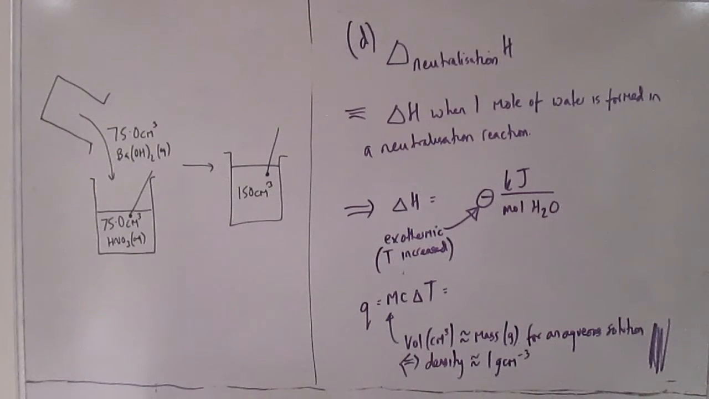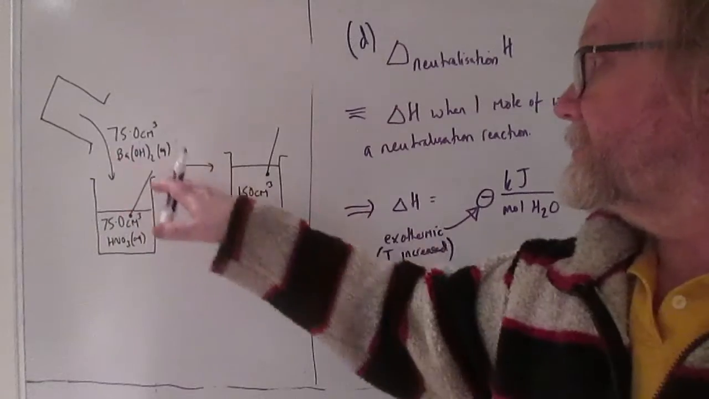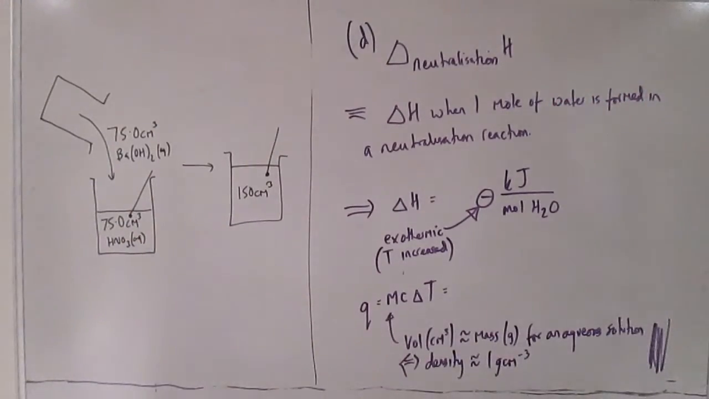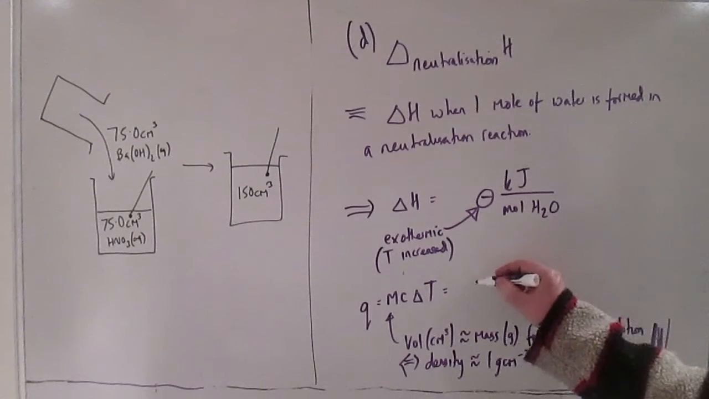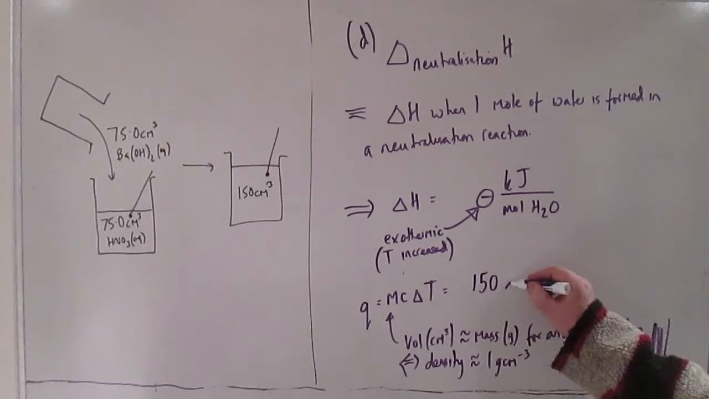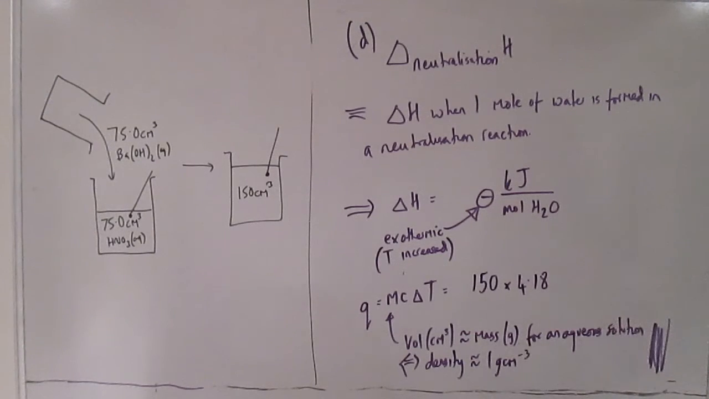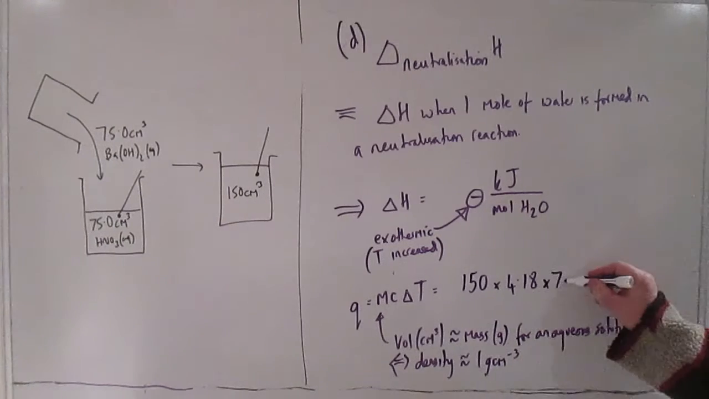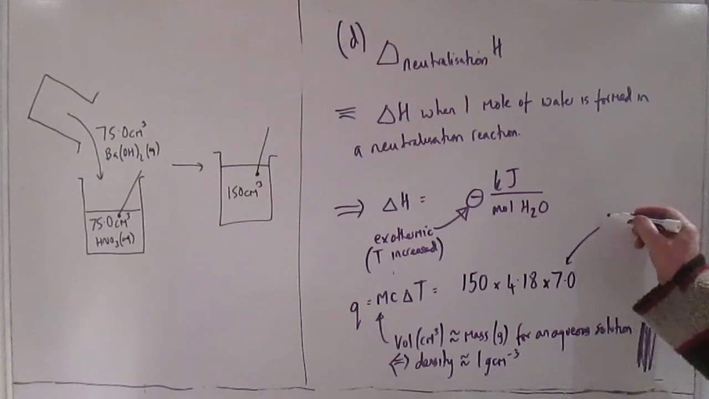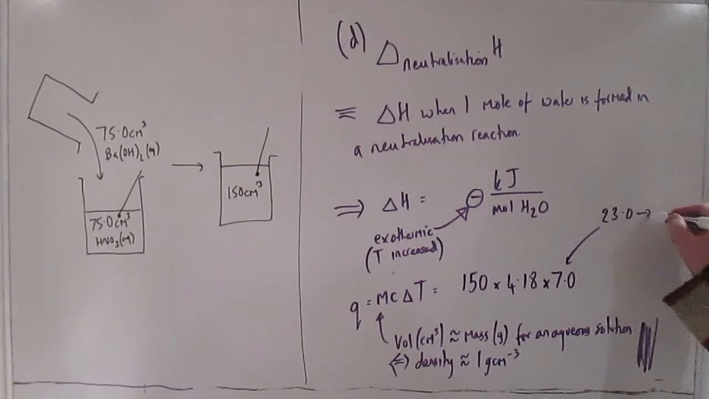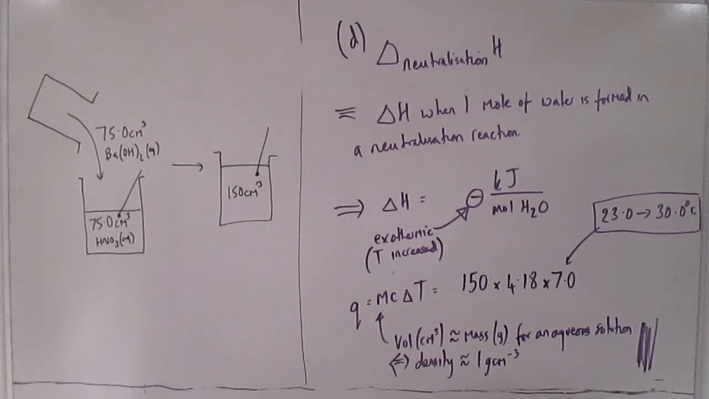dissolved in it. Okay, so therefore we work out the total volume, which is 75 plus 75 is 150. So it's 150 cm cubed, therefore the mass is 150 grams. Okay, so you must always do that when you have these solution reactions. So that's equal to 150 times 4.18, and the temperature rise was 7 degrees C. The temperature rose from 23.0 to 30.0 degrees C, which is a rise of 7.0 degrees, which is where that comes from.